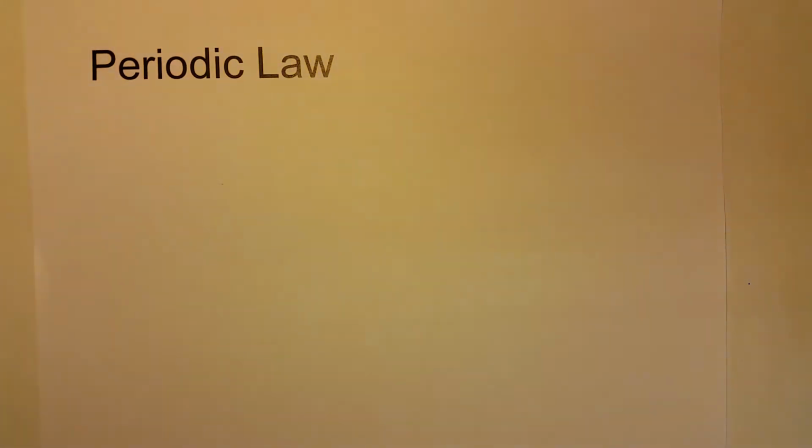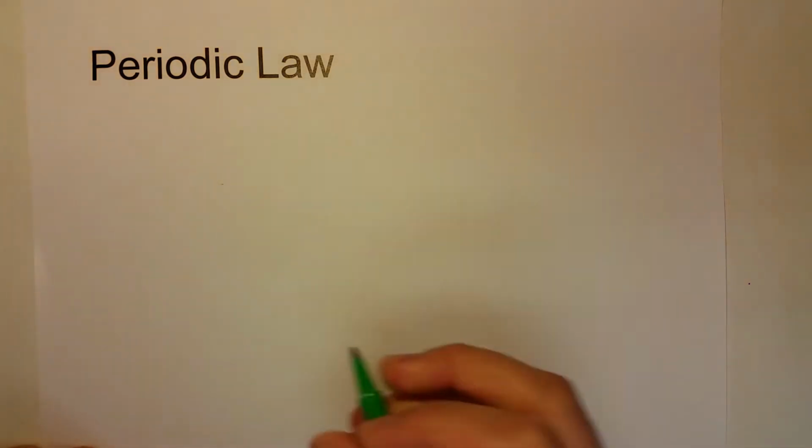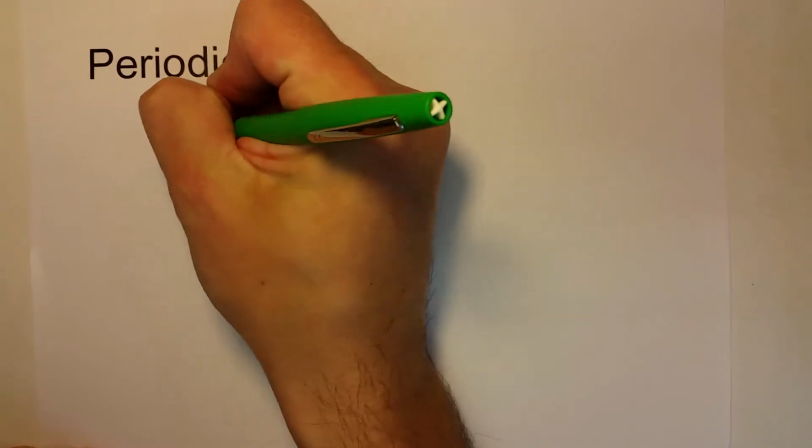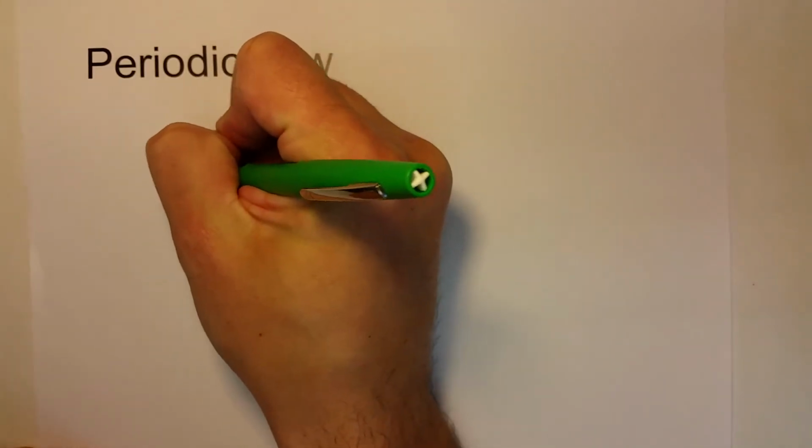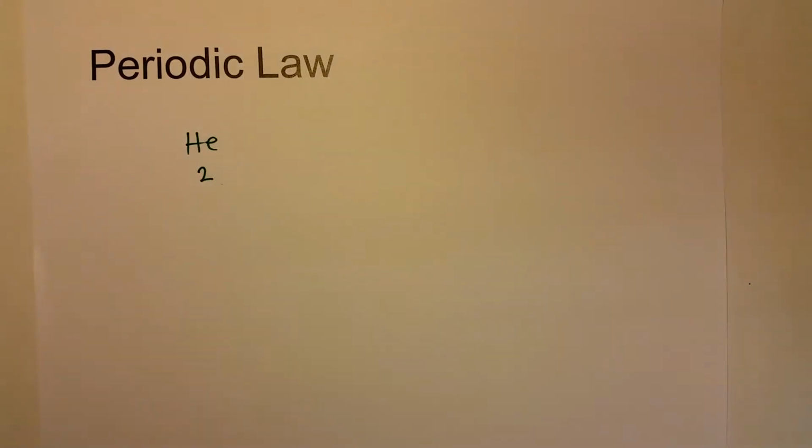So let's start talking about how the periodic table of the elements is set up. It really starts from what is known as the periodic law, which states that there's a repeating pattern or periodicity to the chemical and physical properties of the elements. Okay, so let's take, for instance, helium, which is element 2, has 2 protons.